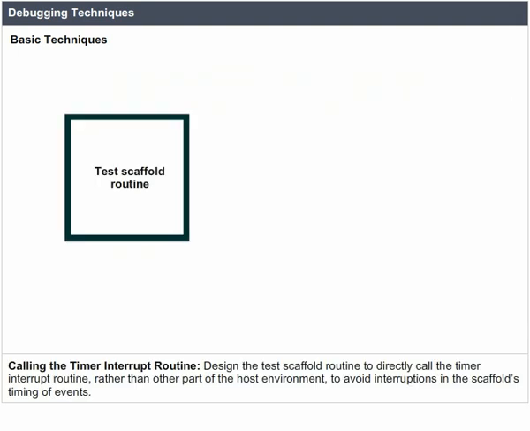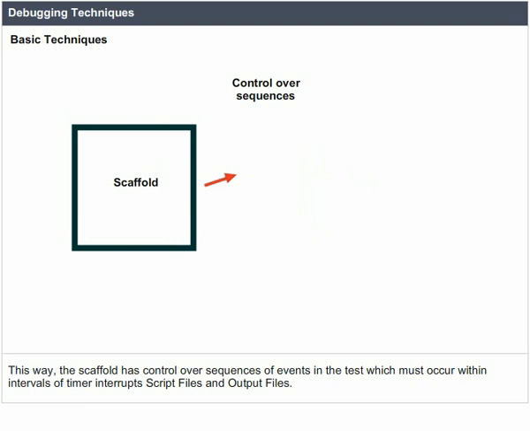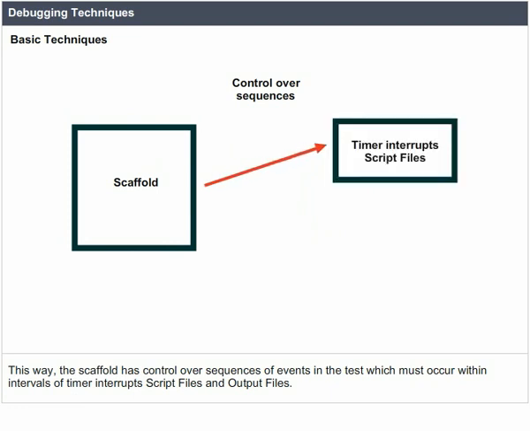Calling the timer interrupt routine. Design the test scaffold routine to directly call the timer interrupt routine rather than other parts of the host environment, to avoid interruptions in the scaffold's timing of events. This way, the scaffold has control over sequences of events in the test which must occur within intervals of timer interrupts.